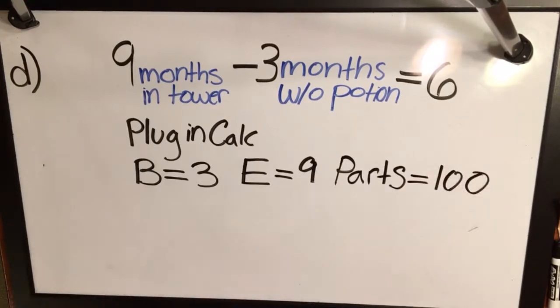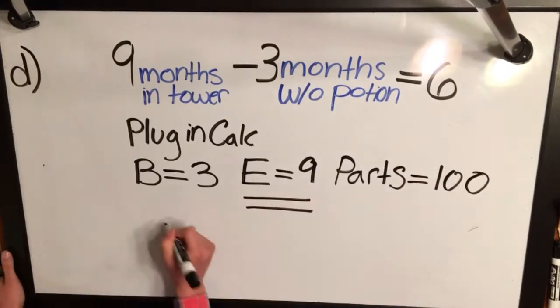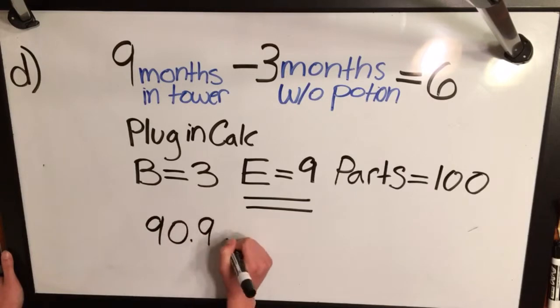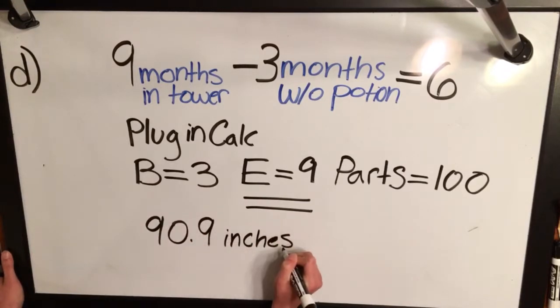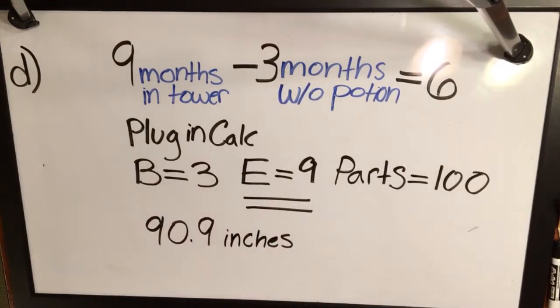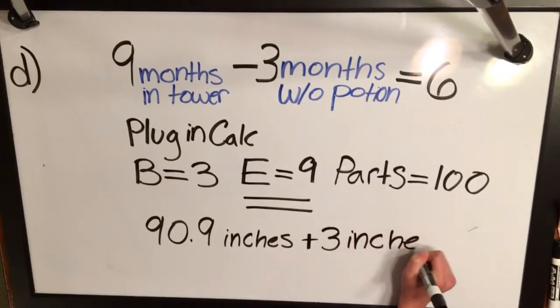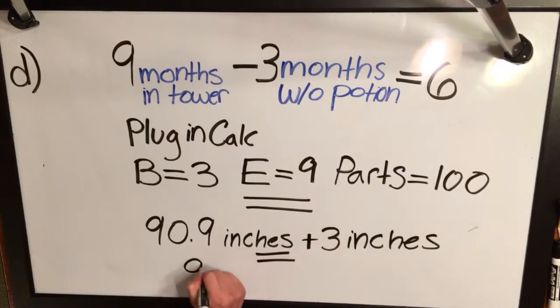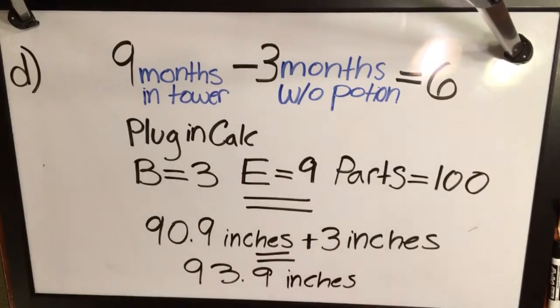If you plug in 100 parts, that gives you a very accurate amount of hair that she's grown. If you plug that in, you should get 90.9 inches approximately. Then you add the 3 inches she grew when your equation was linear, when she was just growing 1 inch per month, and you will get 93.9.